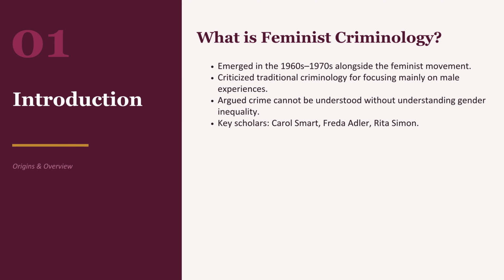If women committed crimes, society often viewed them as immoral, emotional, mentally unstable, or biologically abnormal. At the same time, crimes committed against women, such as domestic violence, rape, workplace harassment, marital abuse, trafficking, and dowry violence, were not taken seriously by society or even by the criminal justice system. Feminist criminologists challenged this inequality. Important scholars associated with feminist criminology include Carol Smart, Freda Adler, Rita Simon, and several other feminist researchers who argued that crime cannot be properly understood without understanding gender relations in society.